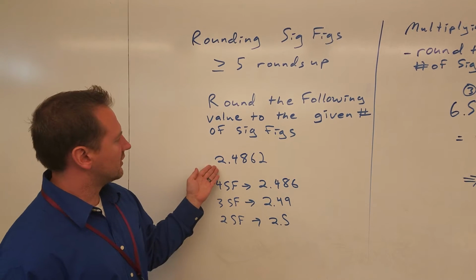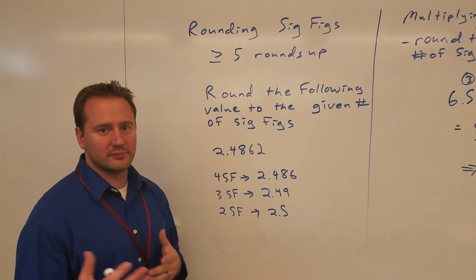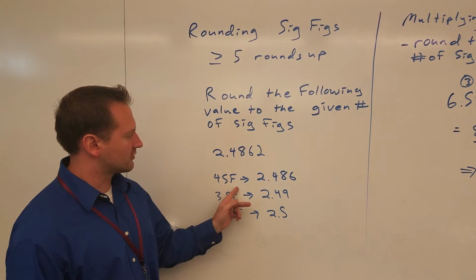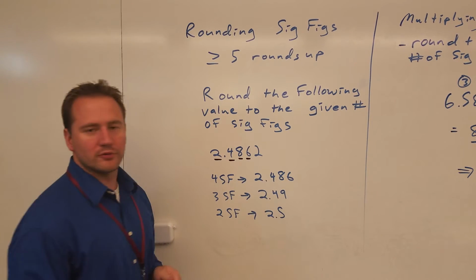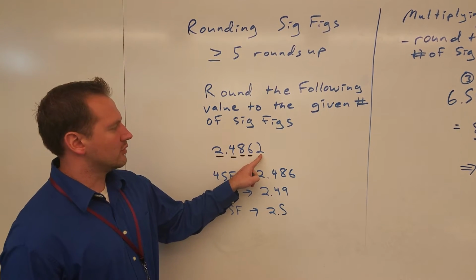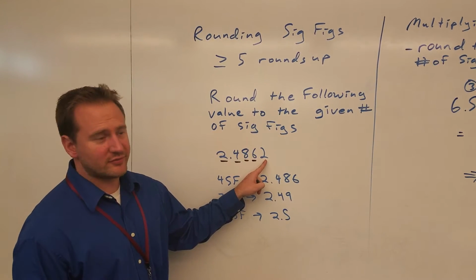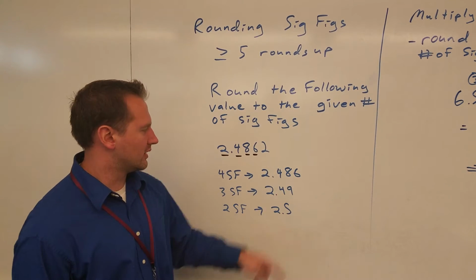So if we're given this number, 2.4862, and I'm asking you to round it to a certain number of significant figures, it's going to dictate the answer. So if I'm rounding to 4 sig figs, all of those would count. And I need to determine whether or not this is going to make that 6 round up to a 7 or not. Since that's less than 5, then it's not going to. So the number remains 2.486.